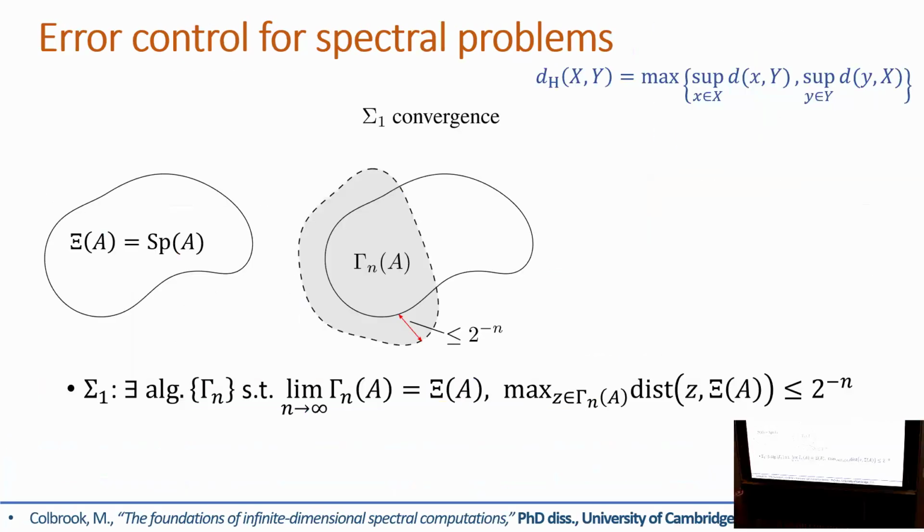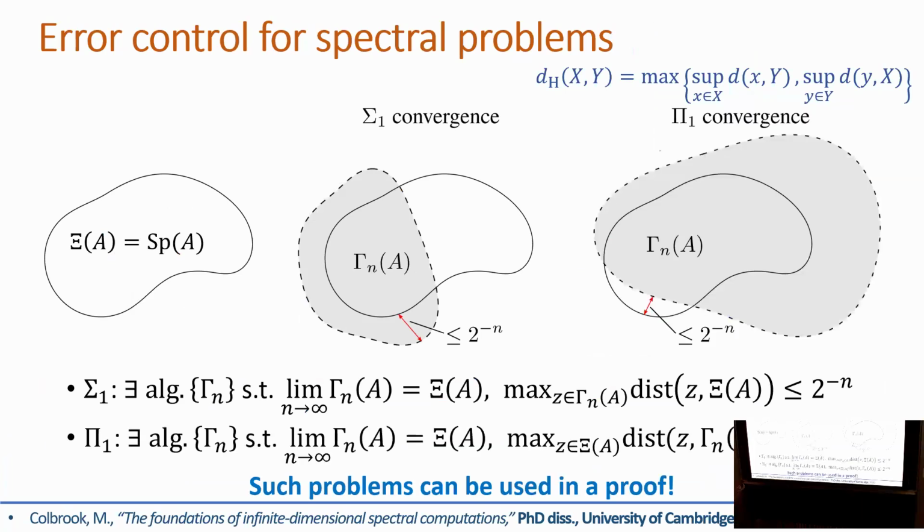So this is just an illustration of what we mean by error control. If we have this approximation, then we're theoretically guaranteed that every point in this approximation will be at most 2 to the minus n close with respect to a genuine spectral point. And Pi 1 is very similar. Up to this error parameter, the approximation retains every spectral point.